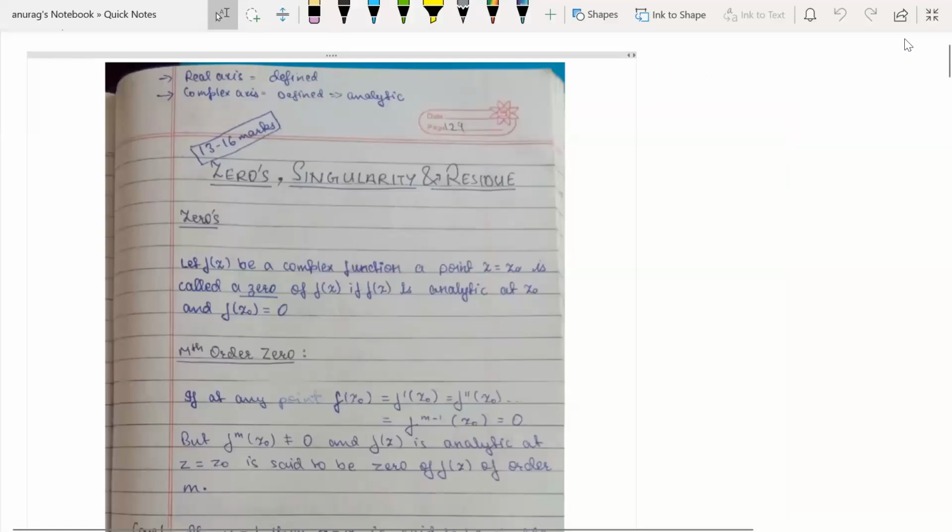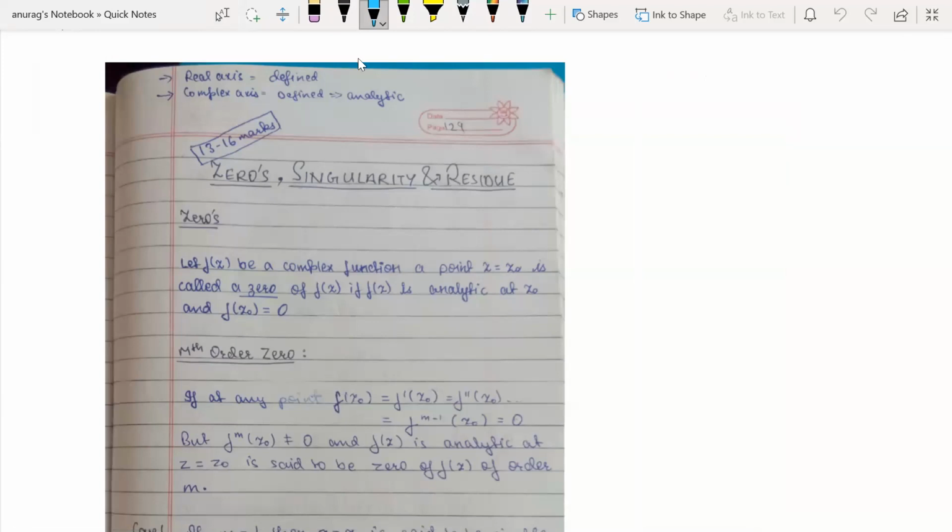Welcome to complex analysis module part 12. Today we will see what zeros and singularities are. Zeros, singularities and residues are a very important topic in complex analysis and have an important role in engineering problems also. So let's start with zeros. What are zeros?